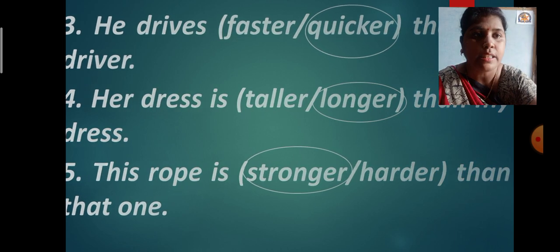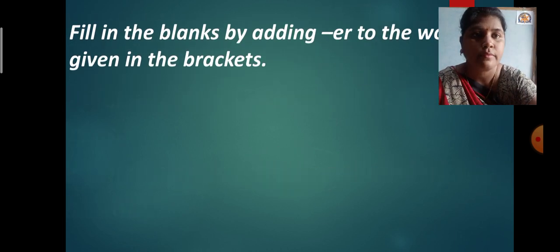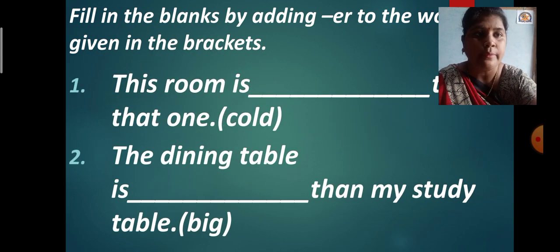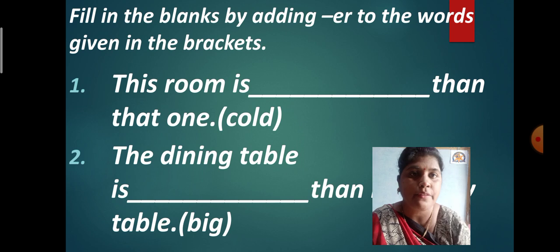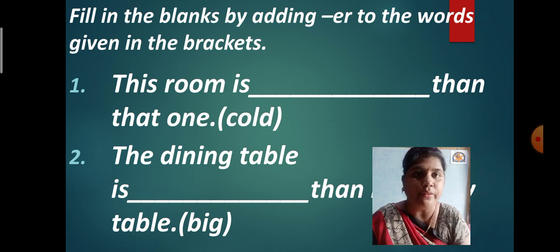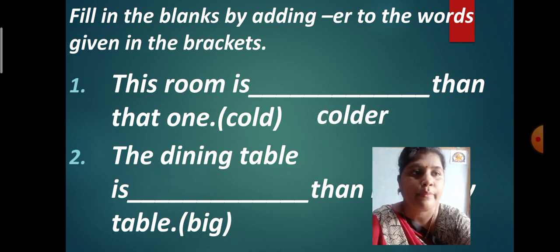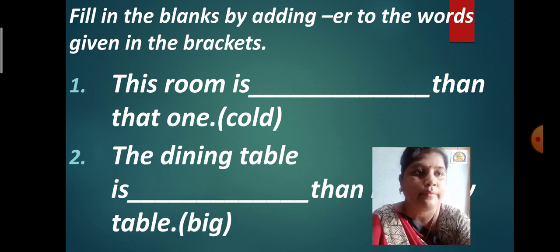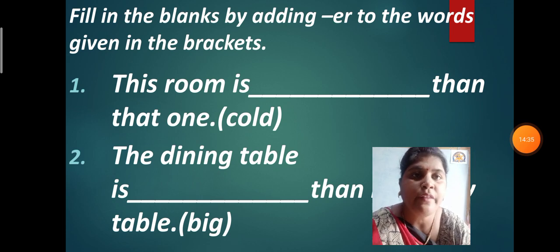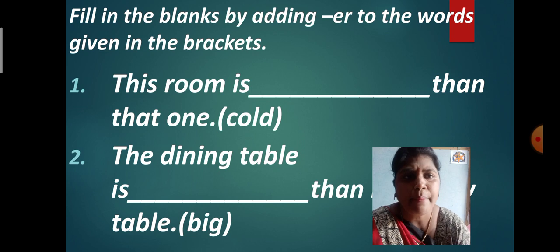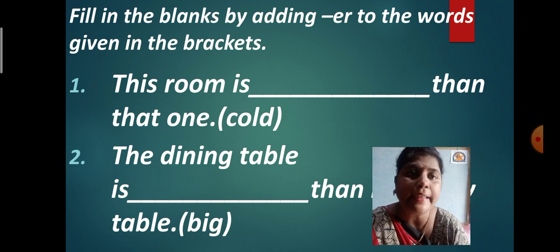So let us see the next part. So see, the next exercise is fill in the blanks. Okay, so see what is given in this. Fill in the blanks by adding er to the words given in the brackets. So see, in this question they have already given us a word in brackets, and what we have to do is simply add er.